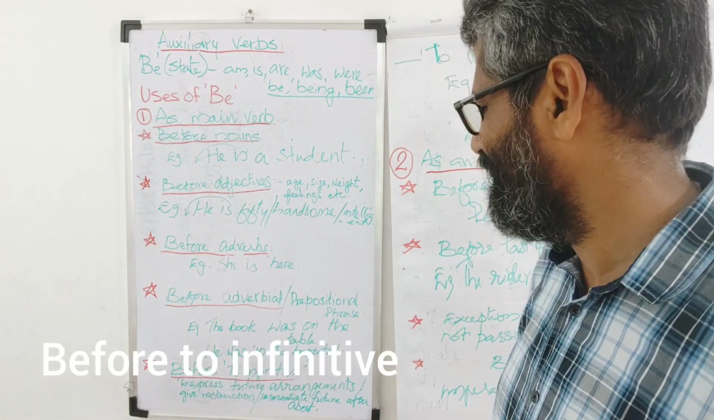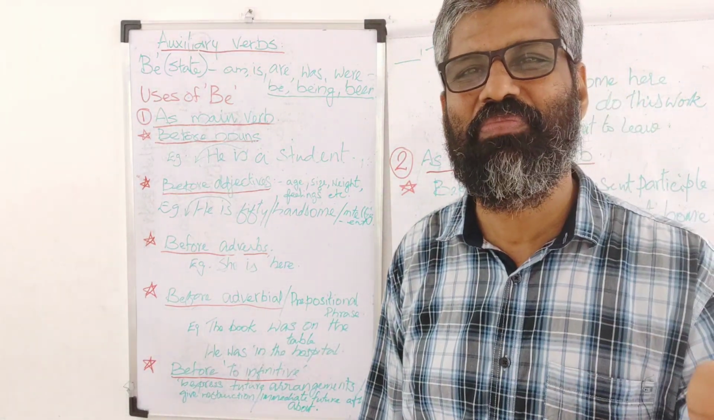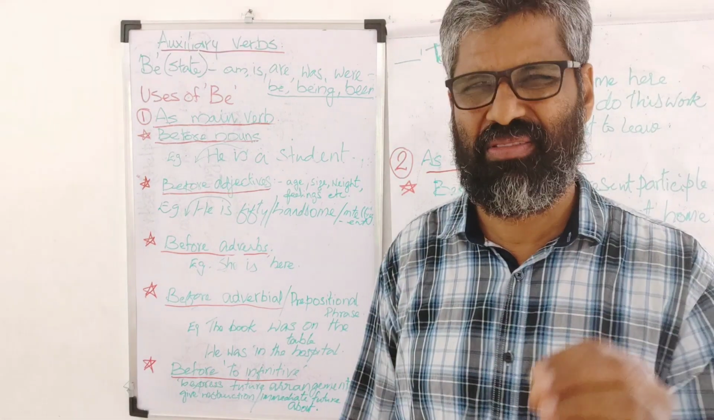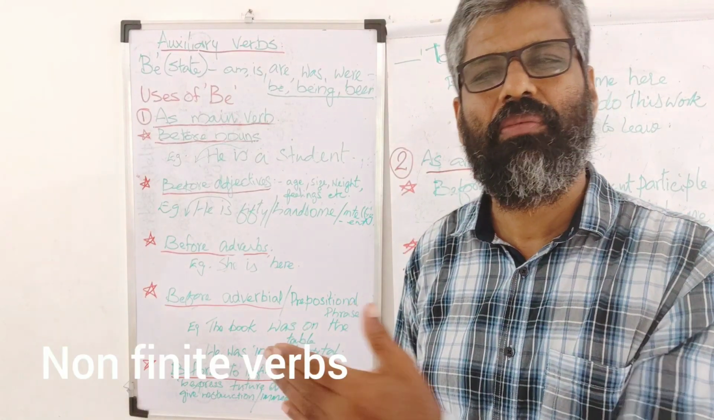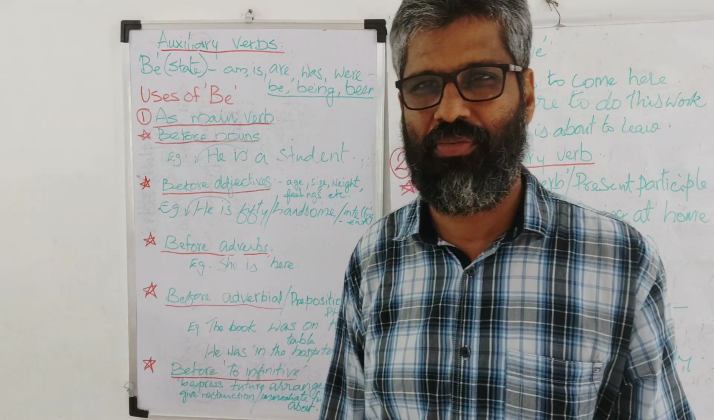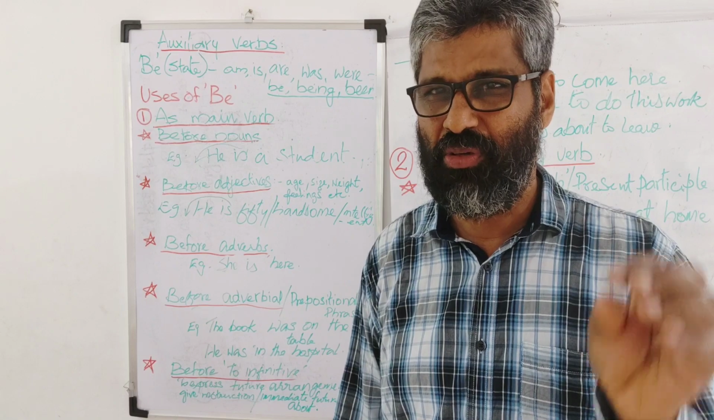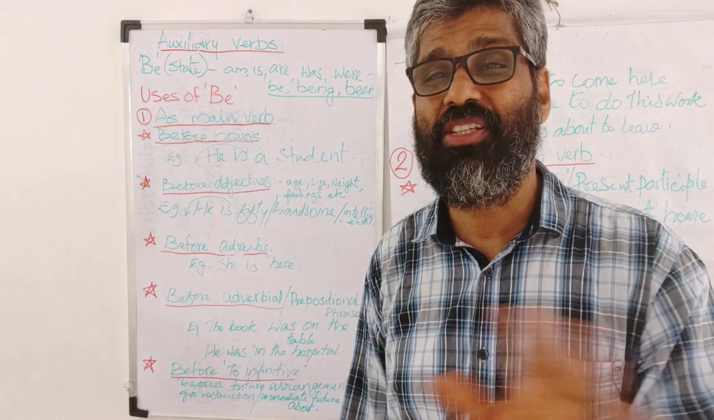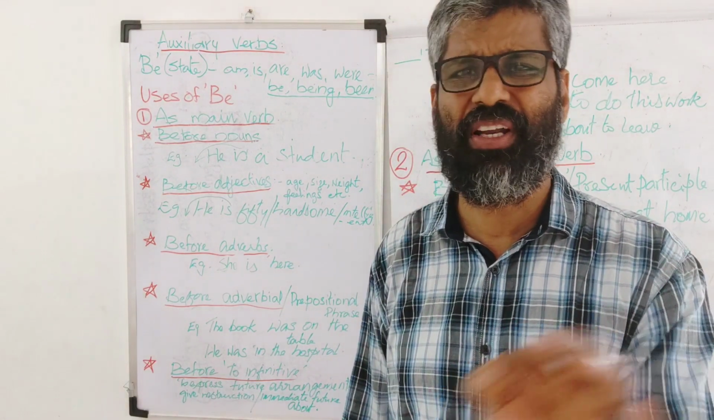Now, next, you can find be before to infinitive. We can use the be form before to infinitive. That you must know. There are two types of infinitives, bare infinitive and to infinitive, and they are non-finite. Non-finite means verbs which do not have tense. They do not change according to tense or voice or person. I'll give you one example.